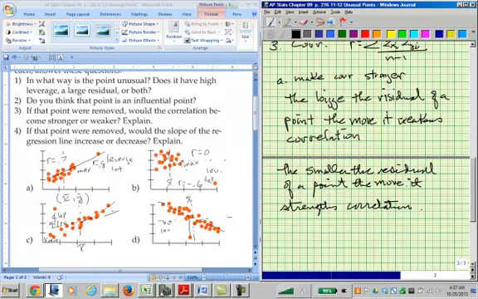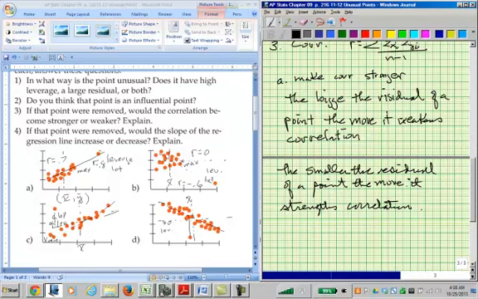Okay, so let's review that. A, high leverage, low residual, no influence, leaving it in strengthens correlation. Leaving it out weakens correlation. B, here's the unusual point. High leverage, low residual, leaving it in strengthens correlation. Leaving it out weakens correlation.